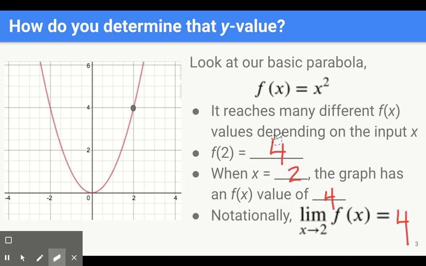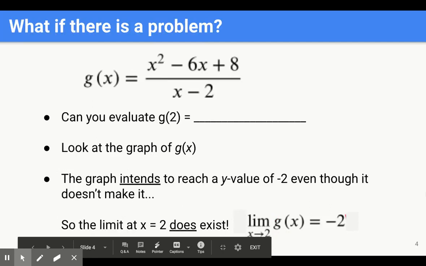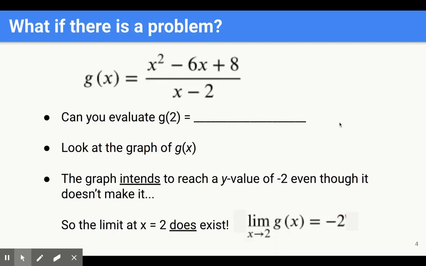Let me erase all of this. Okay. So, what if there's a problem? Let's look at g of x. Can you evaluate g of 2?